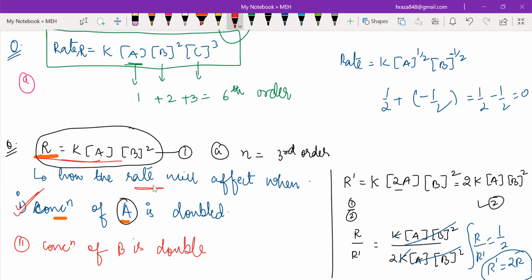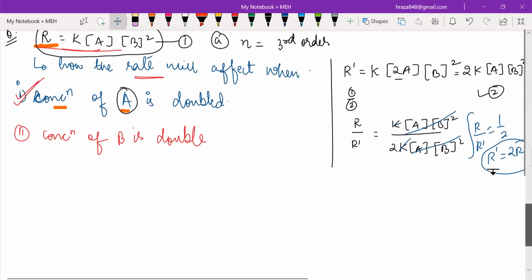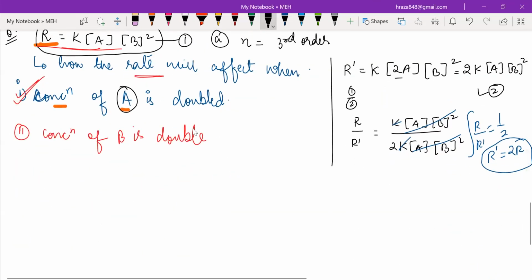Let me know if you are unable to solve it. Okay. Sir, it would be 1/4 because B is to the power of 2. 1 by 4, what does this mean? Four times, it will increase 4 times. 4R. So that means basically the new rate will be 4 times the old rate, right? Yes, sir. So you did correctly.